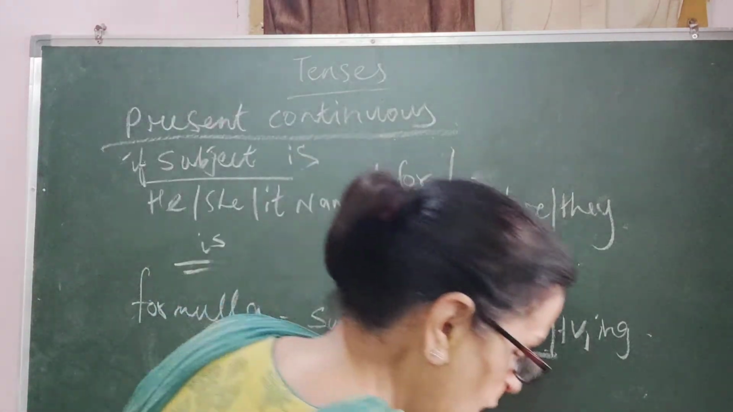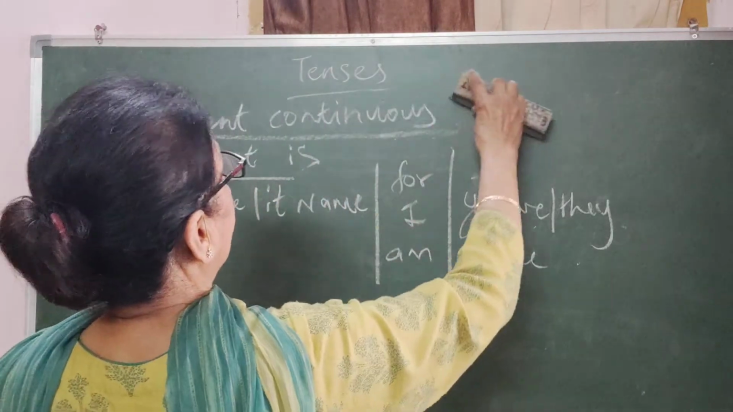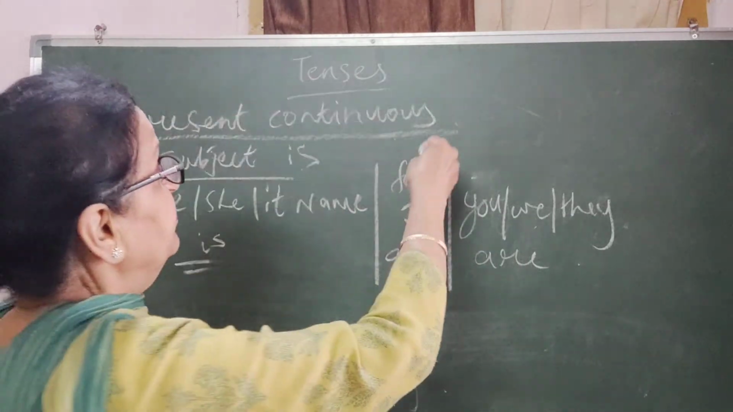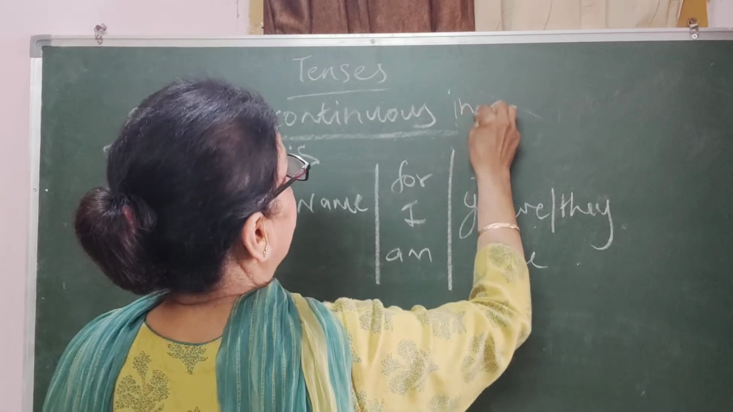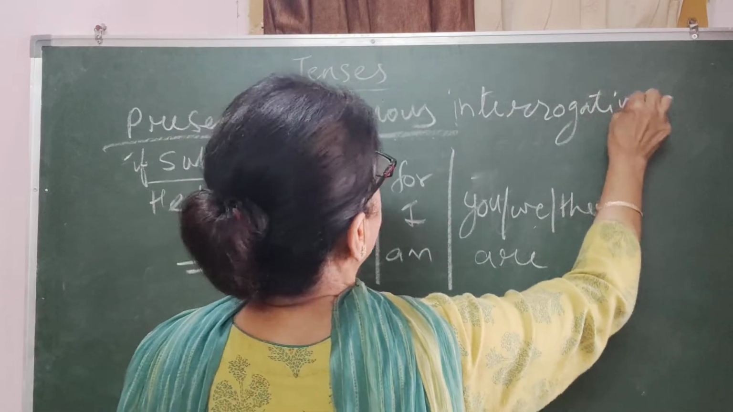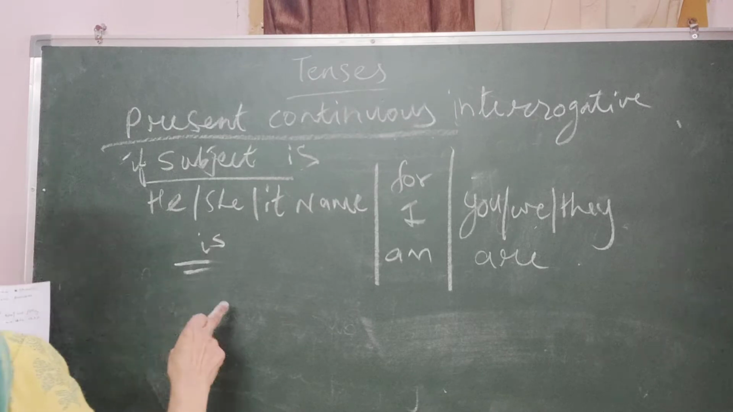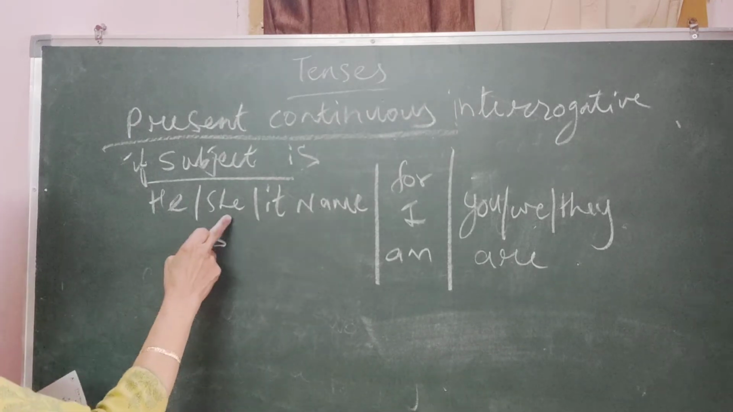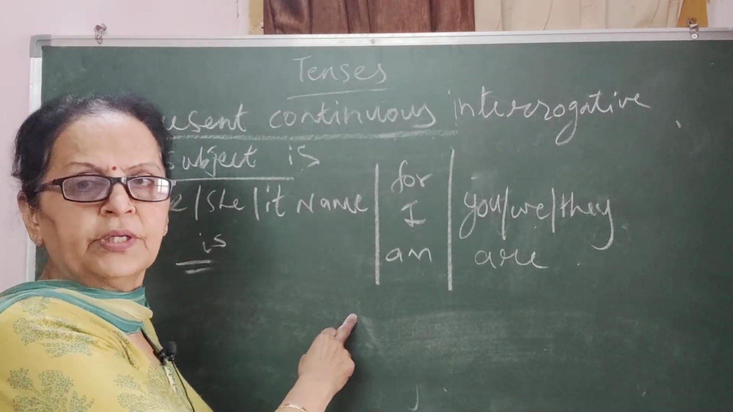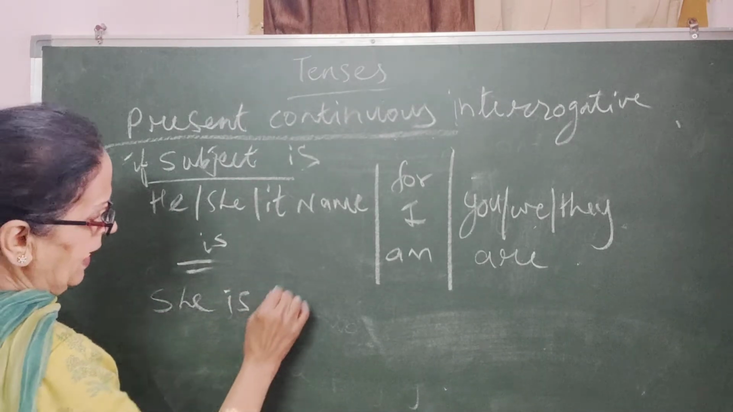Now we move down to interrogative. I'm going to do negative, interrogative, everything, but I'm not going to rub the rule. Interrogative means question sentence, right? The rule is again the same. So if I want to write she, so it is he is, I told you it is according to the subject. My first example was she is playing, I wrote.